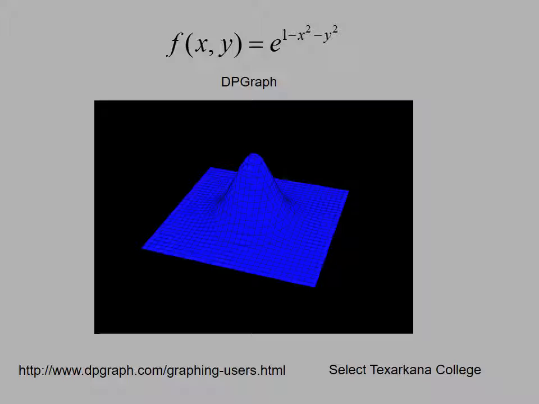There's another program called dpgraph that we have used before. There's a link down at the bottom of your page to the dpgraph website. Now if you use this link to get to the dpgraph website, you'll see a list of institutions that have helped establish the dpgraph program. Pick Texarkana College off the list, and you can download a free version of dpgraph that draws three-dimensional graphs.